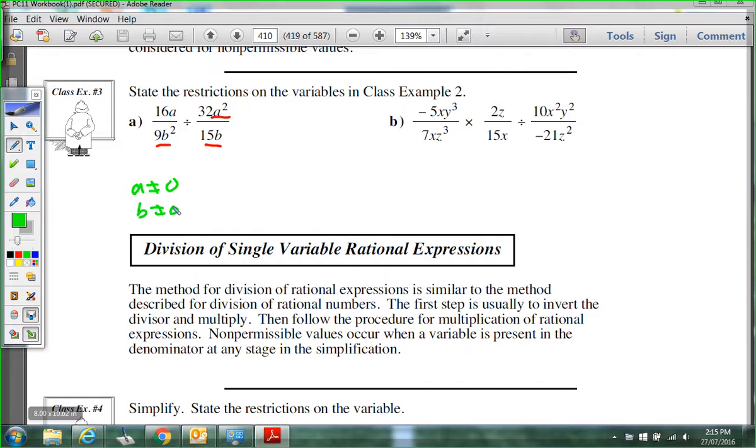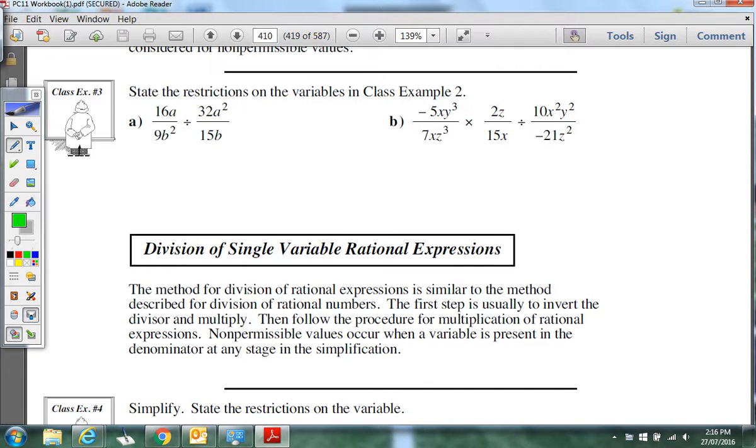Over here, it would be this section and this section, because we're dividing by this, so the whole thing. Again, X can't be 0, because it would make the whole bottom left 0. Z can't be 0, same thing. We already got the X for this piece, X and Y, so then Y can't be 0. It is kind of redundant, but that's just the gist of stating your restrictions.